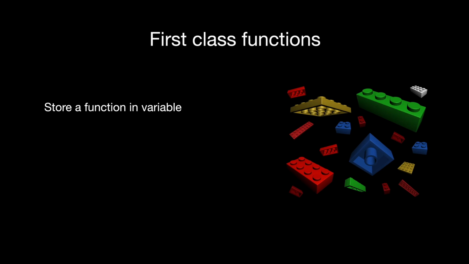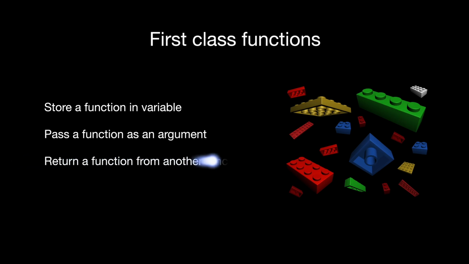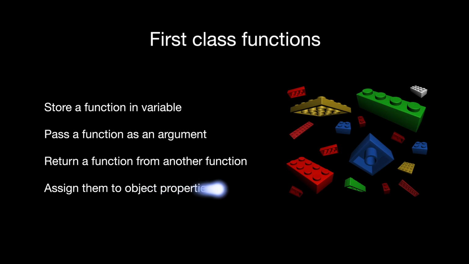We have already seen a function expression. There we stored a function in a variable. We can also pass a function as an argument. We can return a function from another function, and we can also assign functions to object properties, like an object can have a key which will have a function as a value.